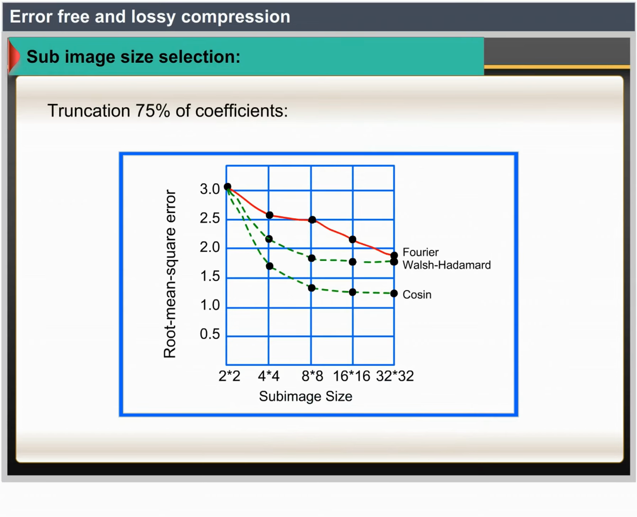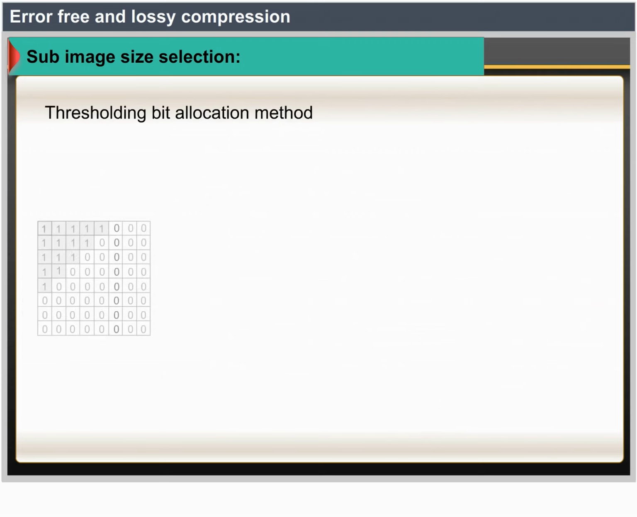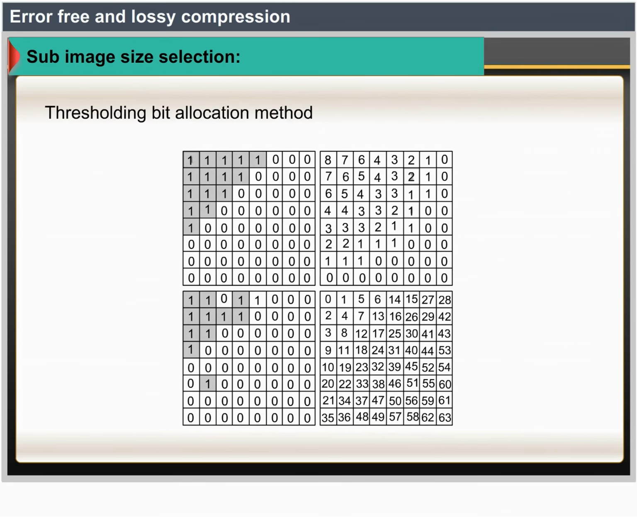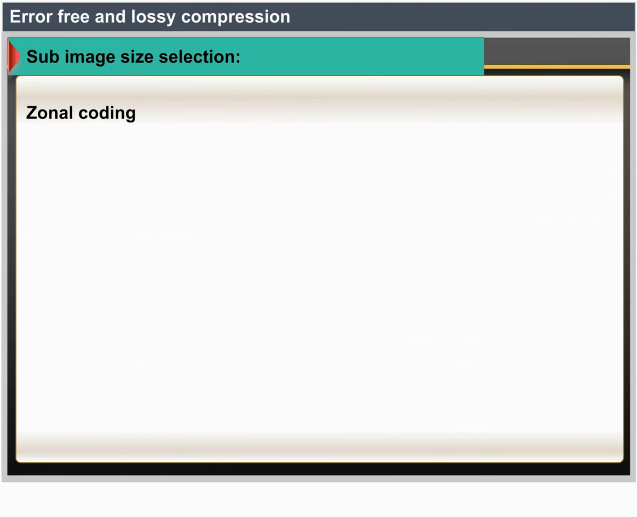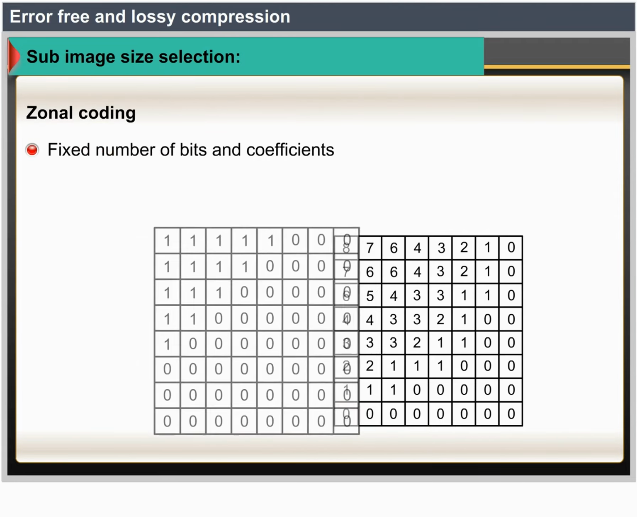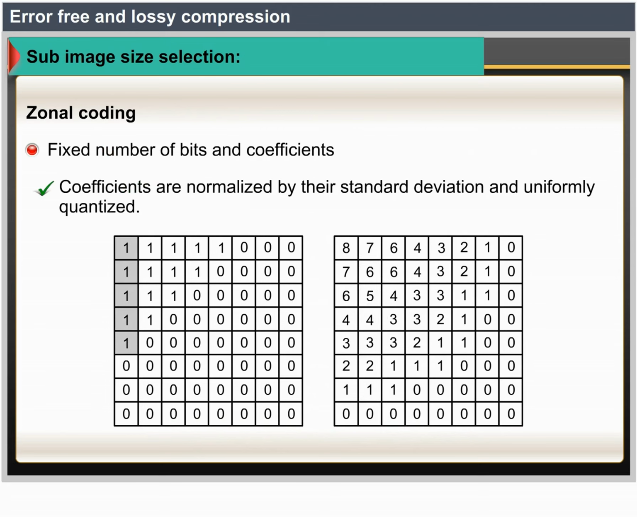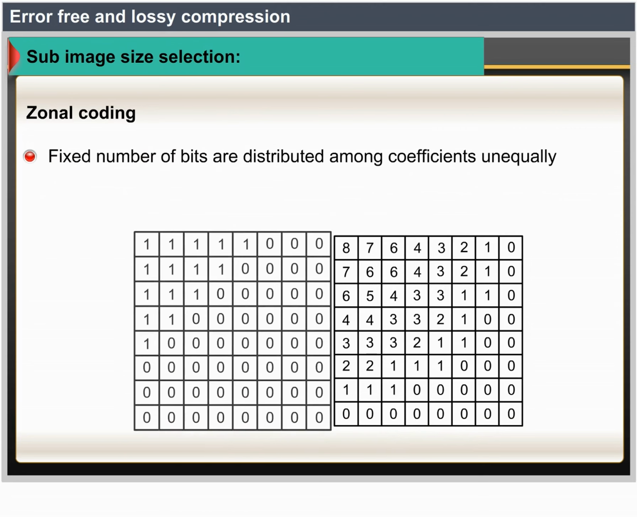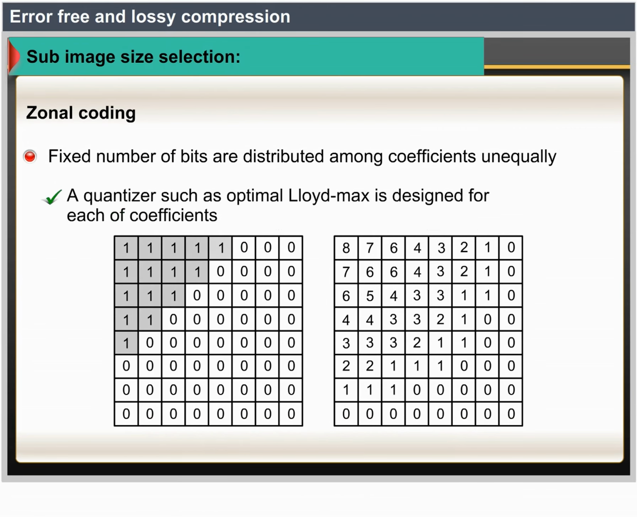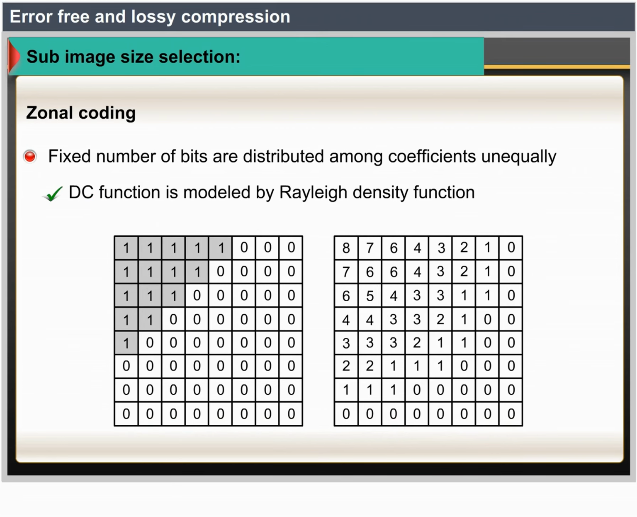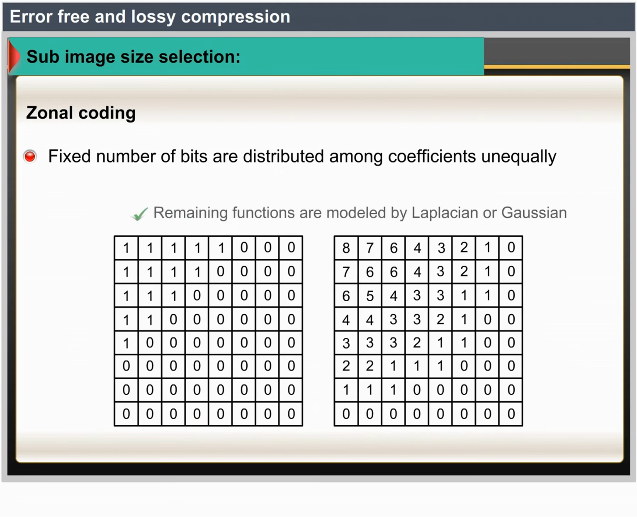The thresholding bit allocation method can now be seen on the screen. The characteristics of zonal coding are a fixed number of bits and coefficients. Coefficients are normalized by the standard deviation and uniformly quantized. A fixed number of bits is distributed among coefficients unequally. A quantizer, such as an optimal Lloyd-Max, is designed for each of the coefficients. The DC function is modeled by the Rayleigh density function. The remaining functions are modeled by Laplacian or Gaussian.